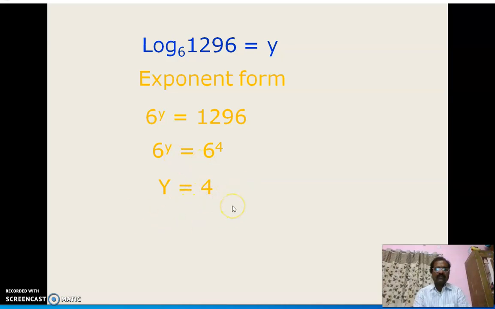These are the conversions of logarithmic form to exponential form and exponential form to logarithmic form. In the next lesson we will discuss the laws of logarithms, the properties of logarithms.